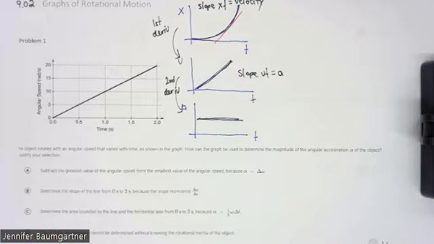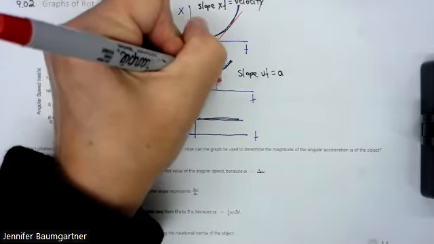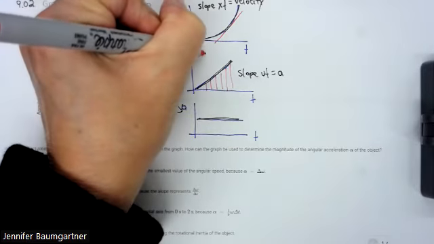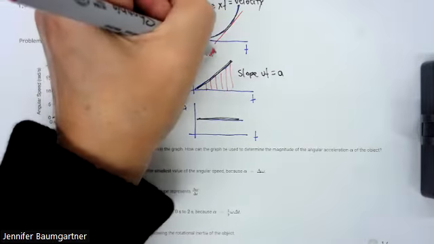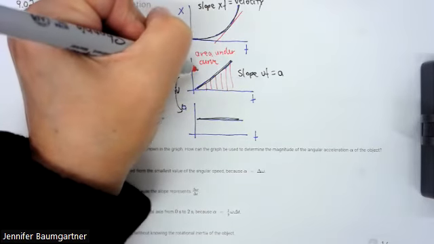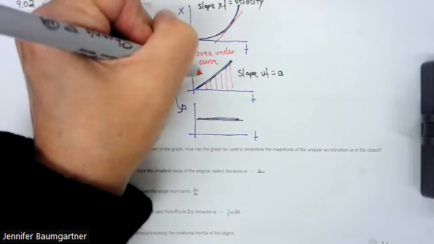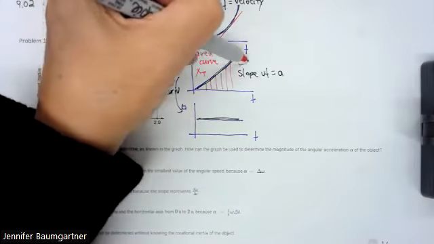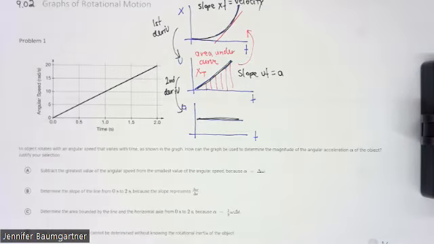Now remember, we can go backwards as well. If I find the area under the curve, so this area, the area under the curve is our total displacement. So I can go backwards by using integrals. And again, we learned that back at the beginning of the year.